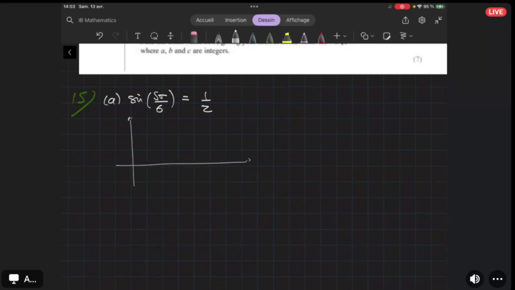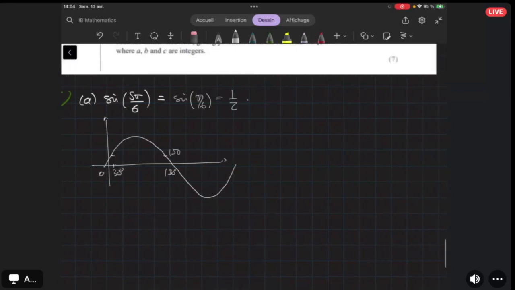When in doubt, sketch the thing out. Up, down, back up. 0, 180. We have 150. Sine of 150 is equal to sine of 30, or a half. Yes, I recommend.